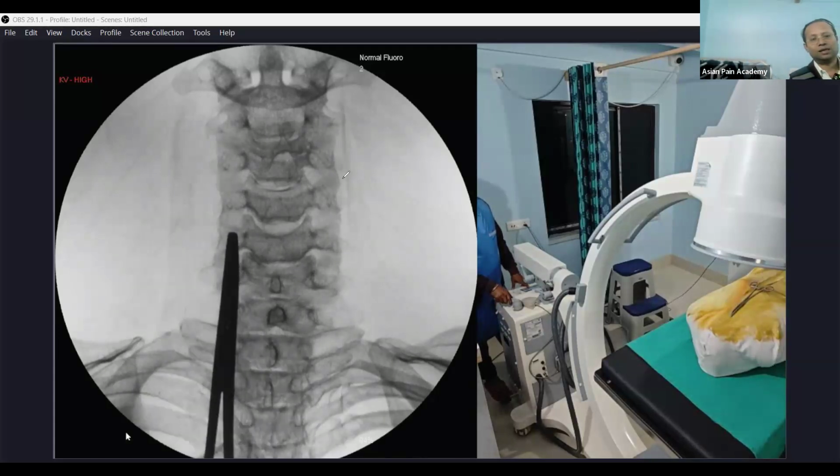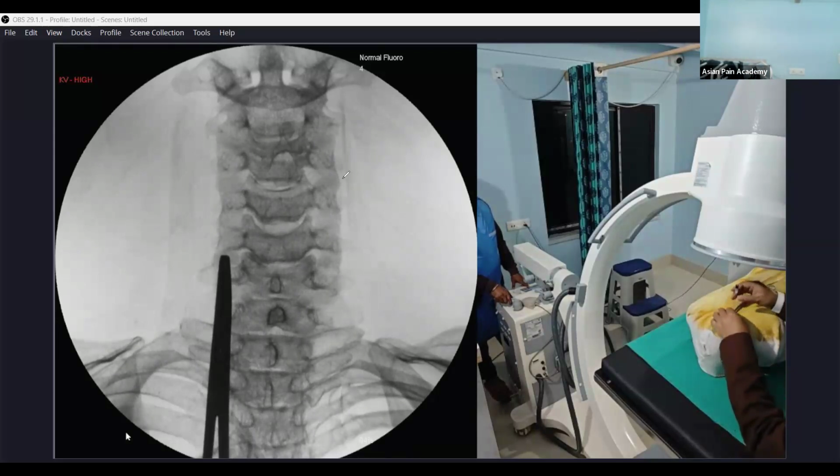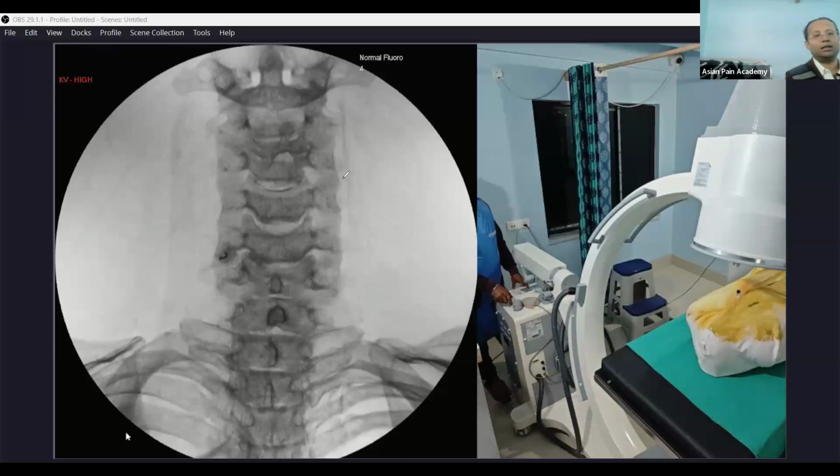Okay, sure. So this is one facet joint. So we have to go like this straight, and we have to remain lateral. Our needle must not go medial. And then I am just hitting the articular pillar here. Now I will walk over the articular pillar, and then I will enter inside the facet joint.